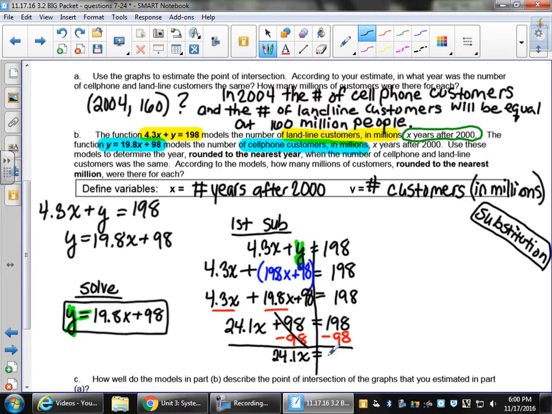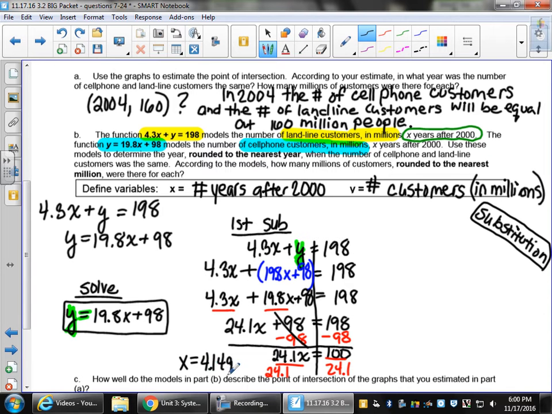24.1x equals 198 minus 98 is 100. Last step, divide by 24.1. So 100 divided by 24.1 is 4.15. Well, I got 4.149. Let's put it like that for now.